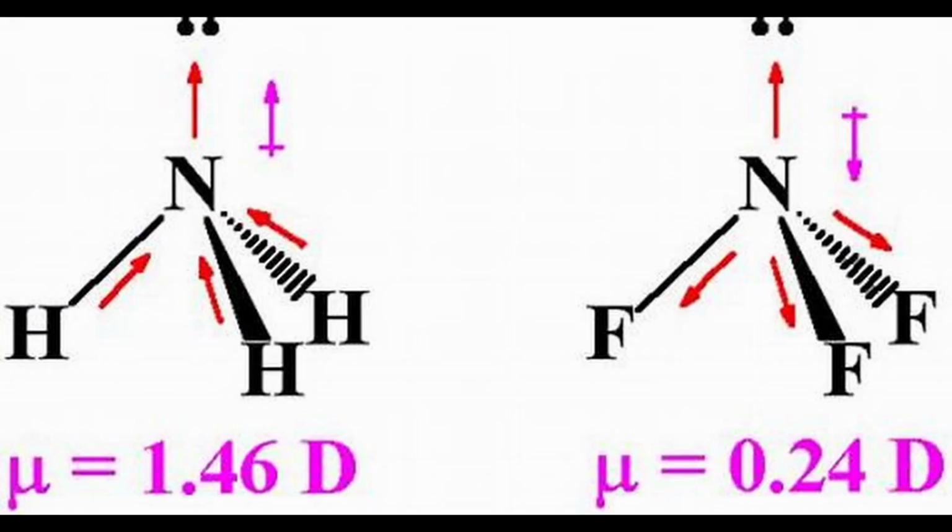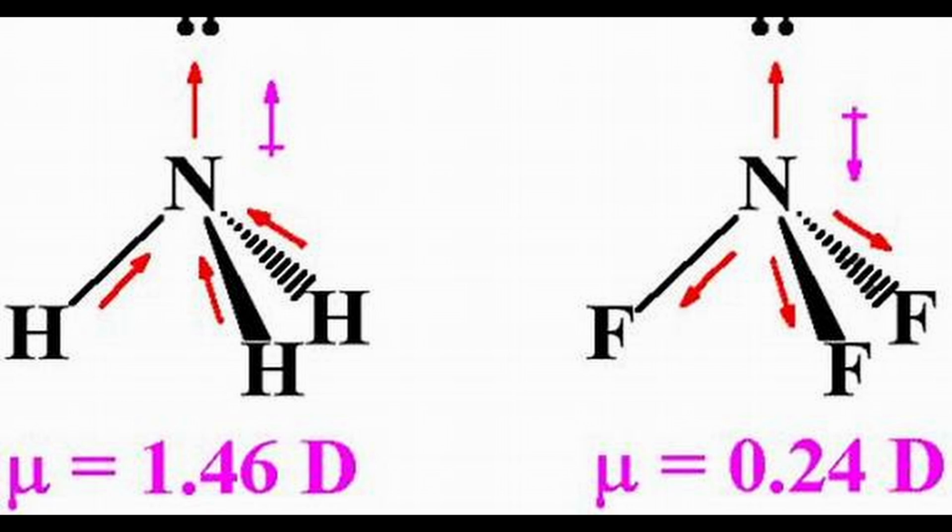An interesting case is ammonia and nitrogen trifluoride. Both have a similar pyramidal shape. However, NH3 has a higher dipole moment than nitrogen trifluoride. Why do you think this happened? If you know, comment it below, or else I will say it.